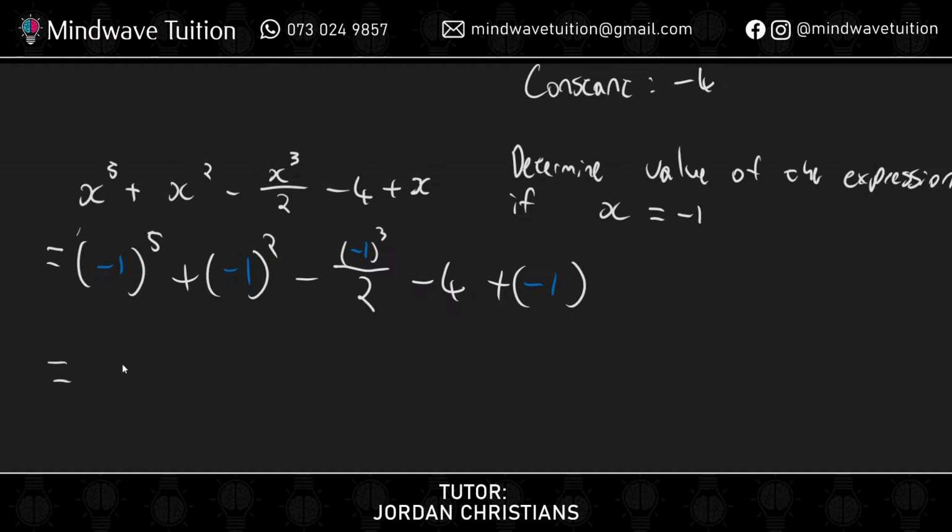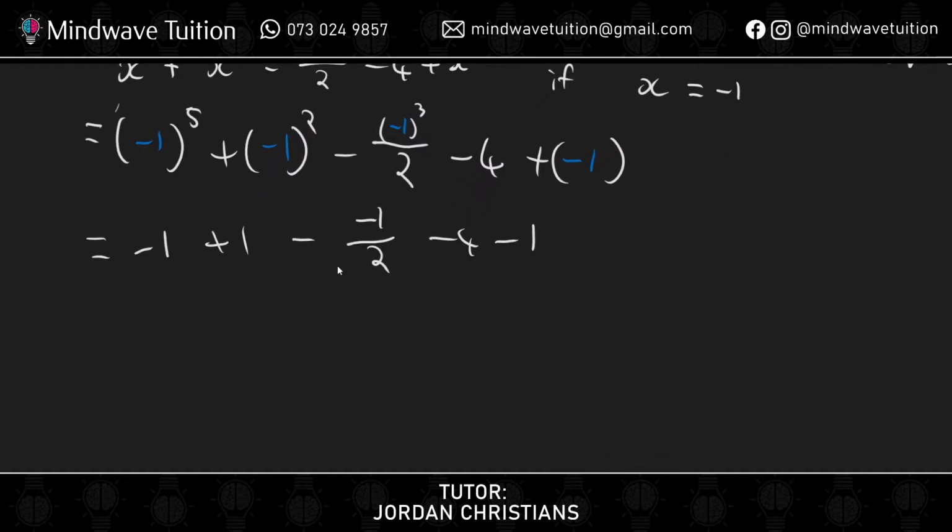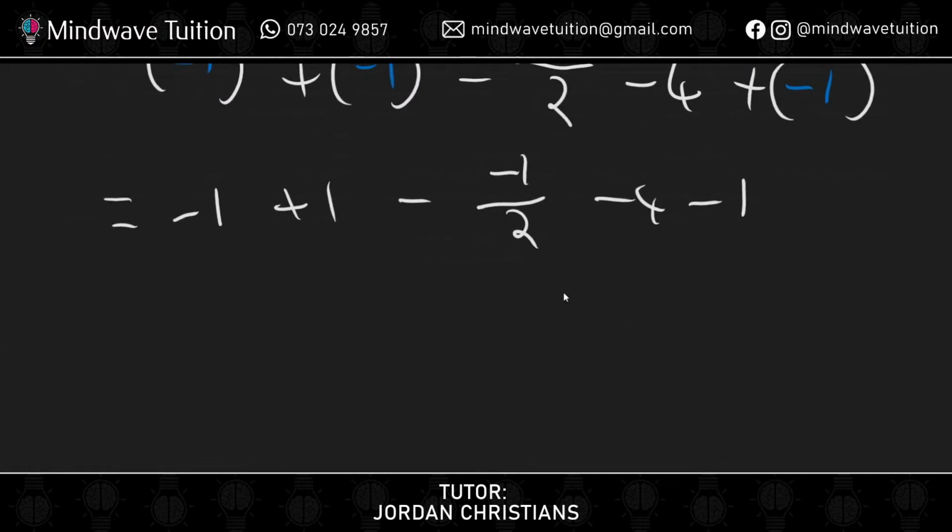So just some brain math here. Negative 1 to the power of 5 will just be negative 1. Positive 1 to the power of 2 will just be positive 1. Now negative 1 to the power of 3 is just going to be negative 1, all over 2. Minus 4 plus negative 1 just becomes minus 1. So with this fraction part here, whenever we have a negative in one part of our fraction, whether that be the numerator or denominator, that actually makes the entire fraction negative. But since we're minusing this negative here, it will change from minus negative half to just plus half.